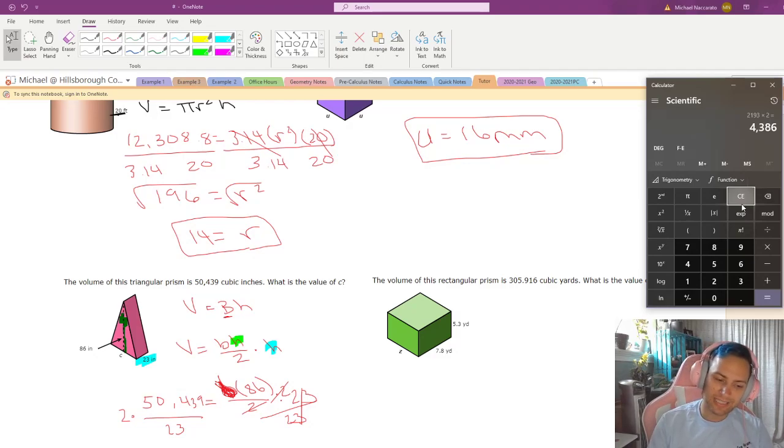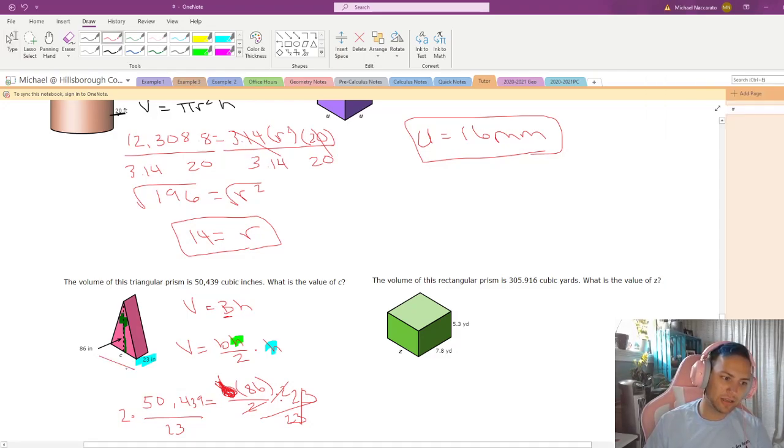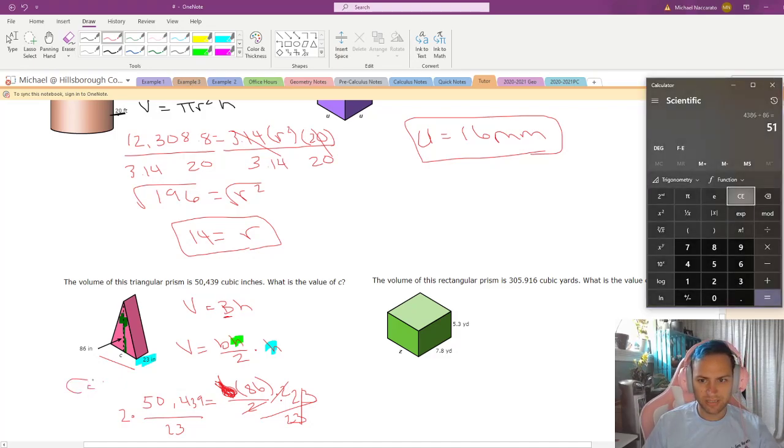So if I want to figure out what B is, I've got to get rid of the 86 by dividing it. And when I do, I get 51. So I can see that this length across the bottom, which we called C, is, what did we just say? 51.